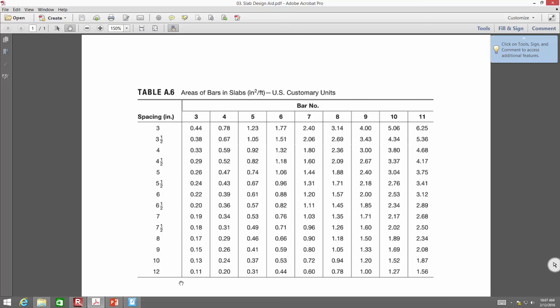Center to center, center to center. That's a good question. All right. Everybody good? Okay.